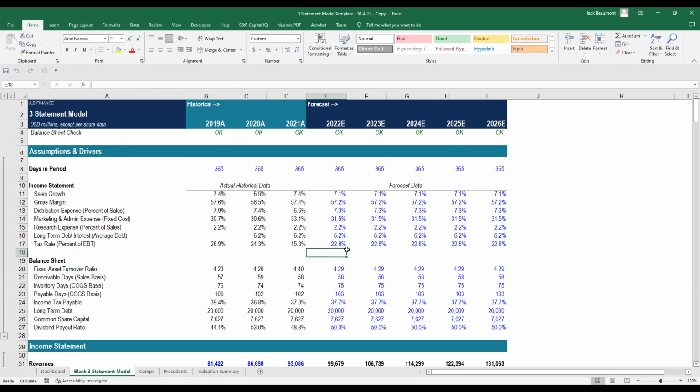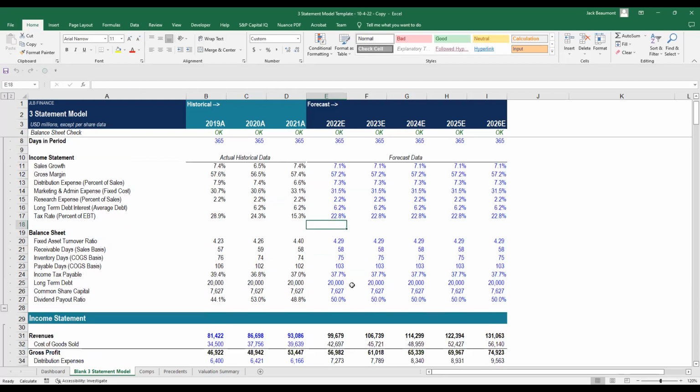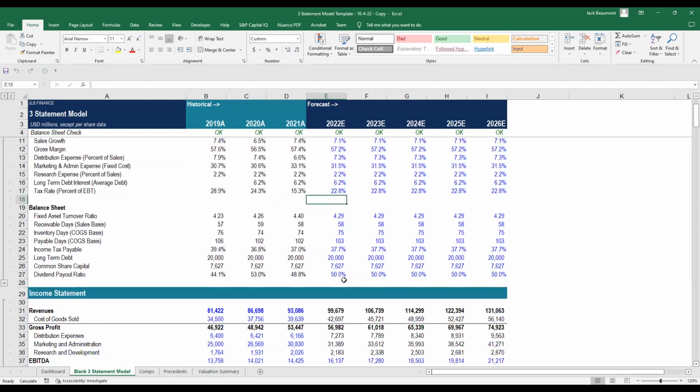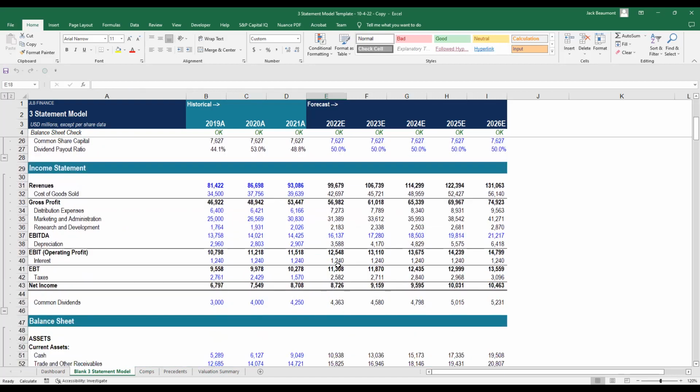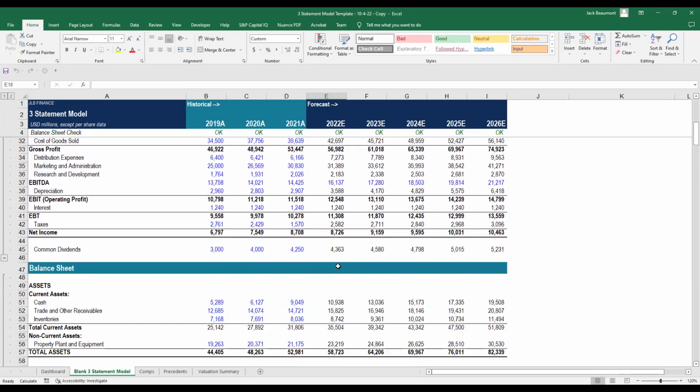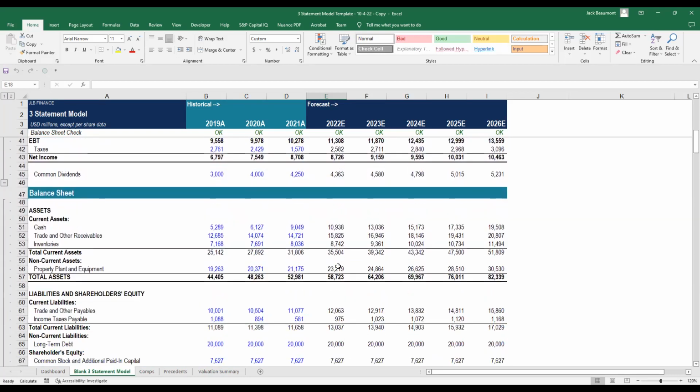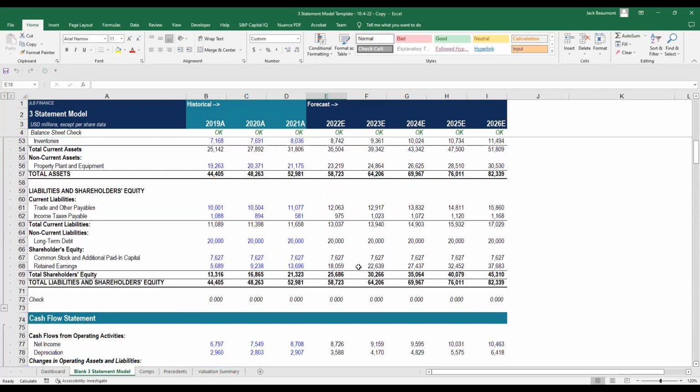I think I changed some of these numbers just to create, say, a more accurate scenario for what I'm trying to achieve here. But everything else in terms of the three statement model that I've gone over should be the same. It goes through the same.